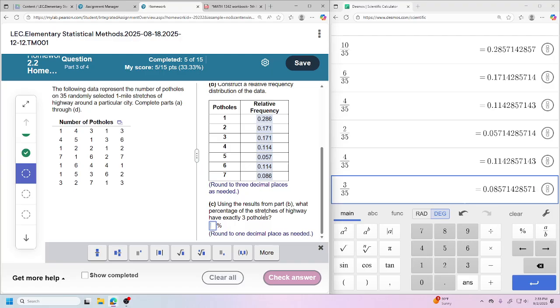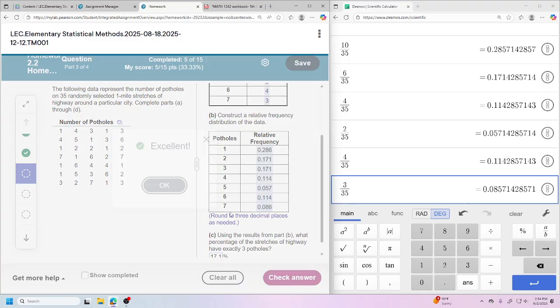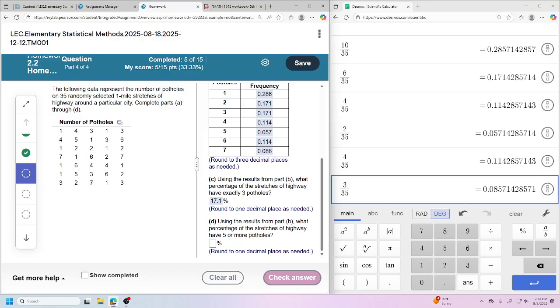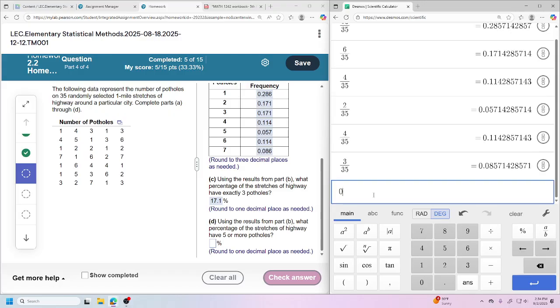Yeah, I have to go through manually and start dividing each one of those. That's why I'm using Desmos. But again, hand calculators work too. So what would I put in this box, guys? Say it. You got it. 17.1. And again, because it said 1 decimal place. You see how it said 1 decimal place? Okay, 5 or more. There it is. You got it.